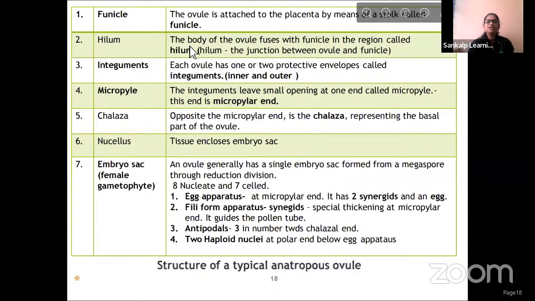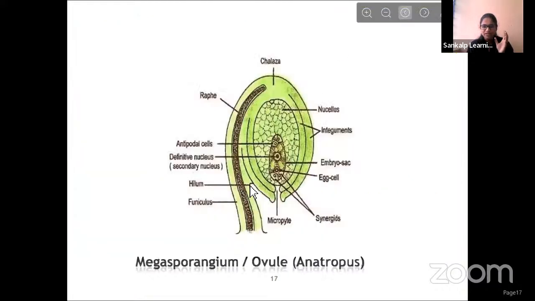See here. The body of the ovule fuses with the funicle. The point where the body of the ovule fuses with the funicle is called the hilum. Then the ovule is covered by protective coverings, which are called integuments. We call the outer layers integuments.